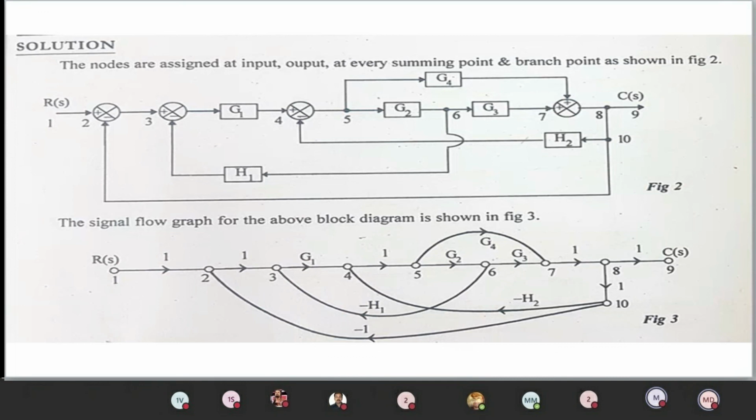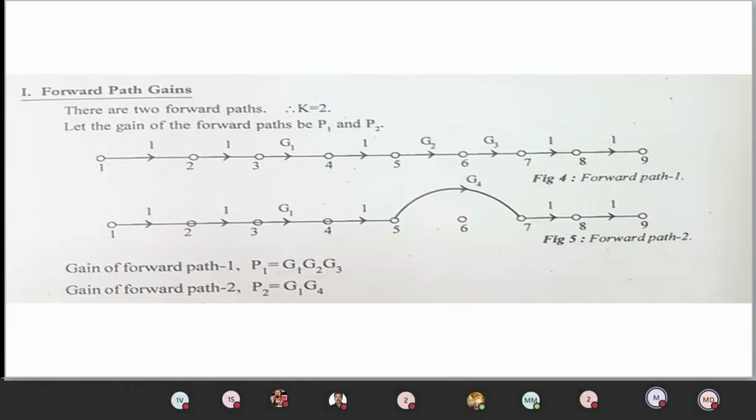Next, 2 to 3, 3 to 4, 4 to 5, 5 to 6, 6 to 7, 7 to 8, 8 to 10, 10 to 2. This is 4. 2 to 3, 3 to 4, 4 to 5, 5 to 7, 7 to 8, 8 to 10, 10 to 2. This is 5. So totally you have 5 individual loops.